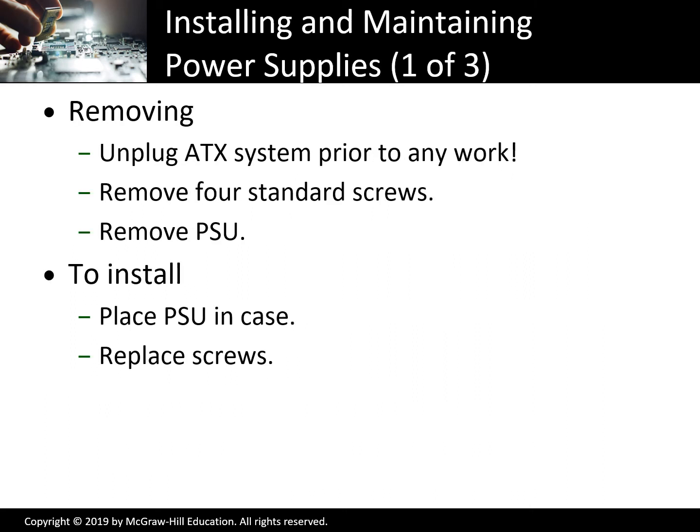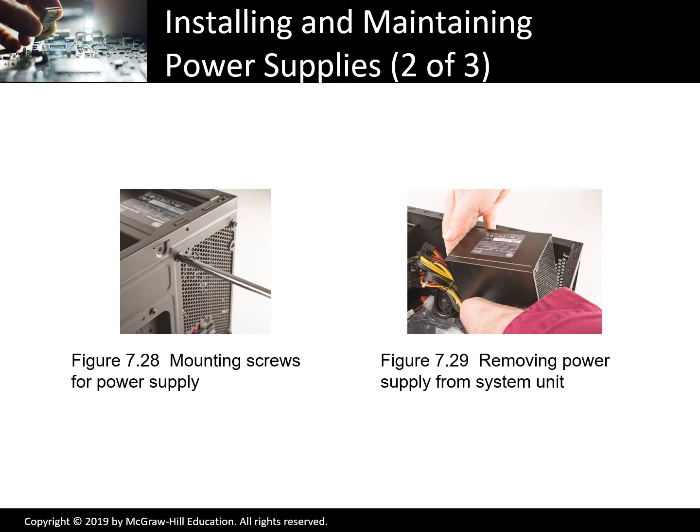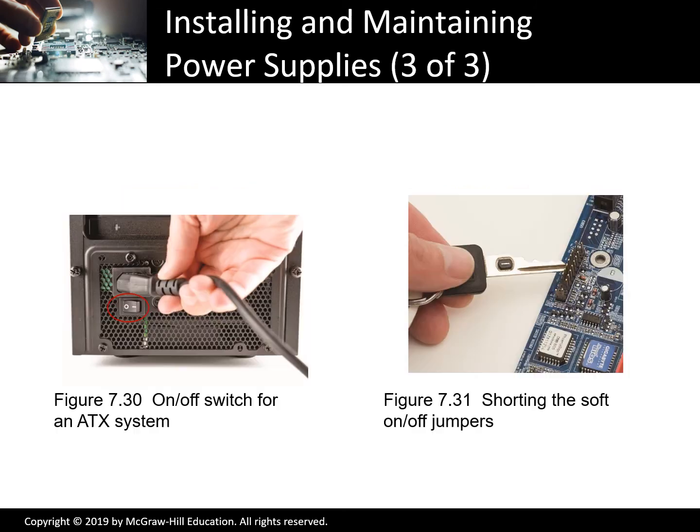Now, installing power supplies, basically, you unplug the system from the wall. Repeat, unplug it from the wall. In the back, there are 4 standard screws. You simply remove those, and then you can pull it out. To install, put the new one in and replace the screws. There we go. Here's a picture of it.